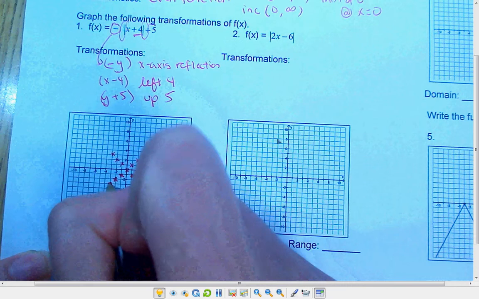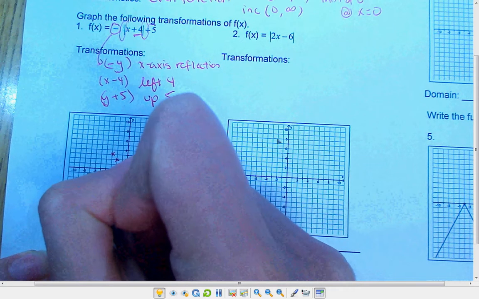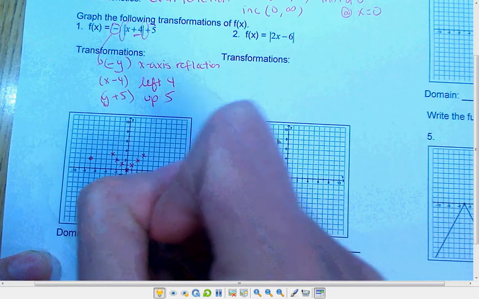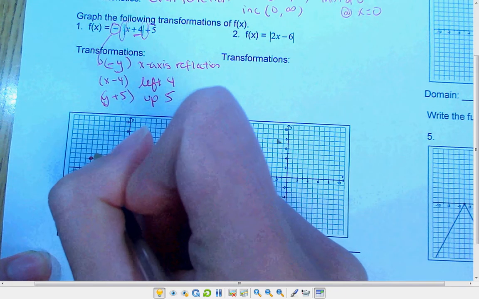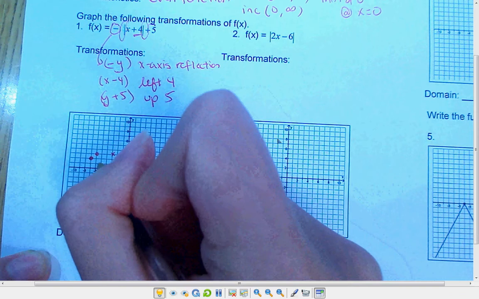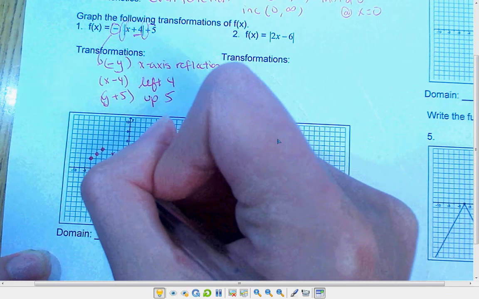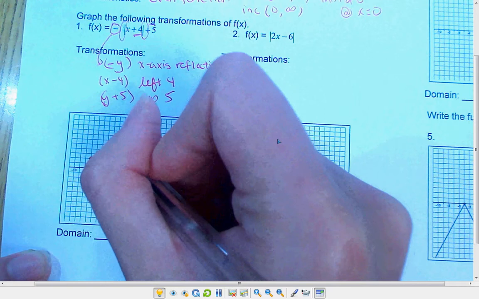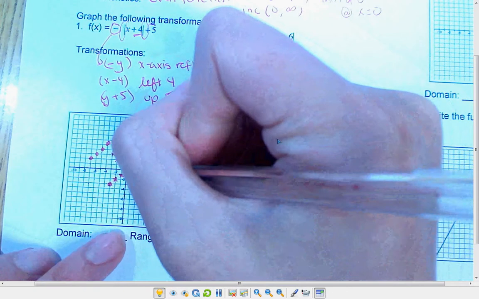So each point, I'm going to move left 4, 1, 2, 3, 4, up 5, 1, 2, 3, 4, 5. Left 4, up 5. Left 4, 1, 2, 3, 4, up 5, 1, 2, 3, 4, 5. Left 4, up 5. As you can see, it's going to be the same shape as this, so it should be a V.